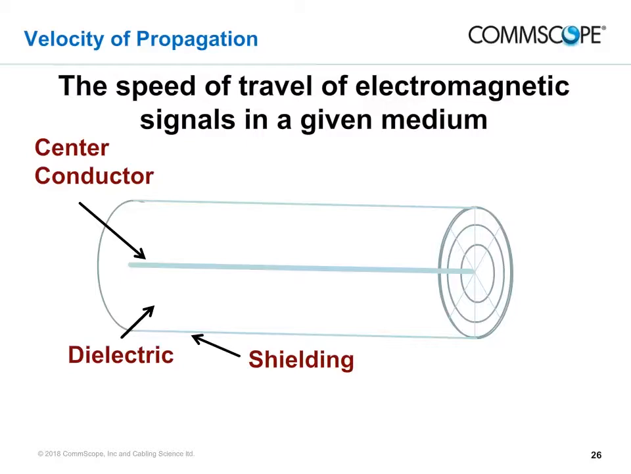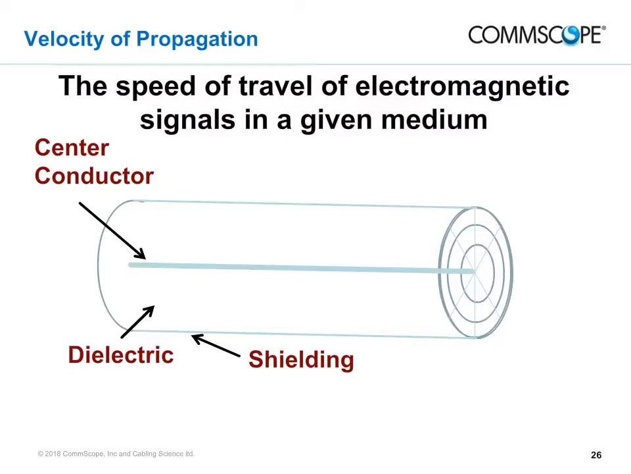Other media, such as a coaxial cable, have velocities of propagation that are less than the speed of light. This difference is due to wave flow opposing fields established in the dielectric of a coaxial cable as current flows. The ratio of the speed of electromagnetic waves in a dielectric material to the speed of electromagnetic waves in free space is called the velocity factor.